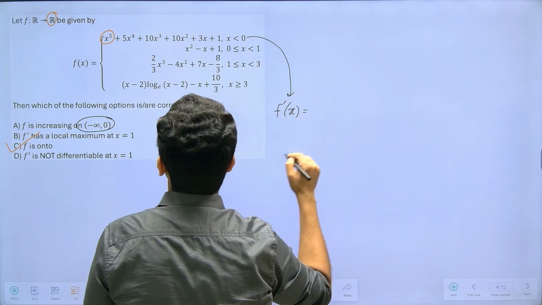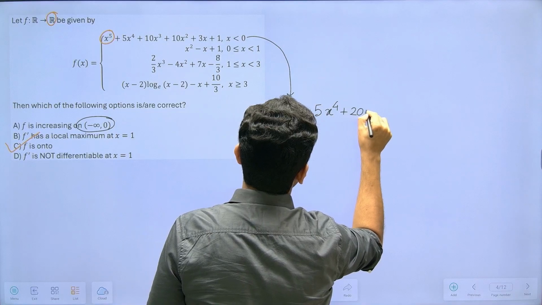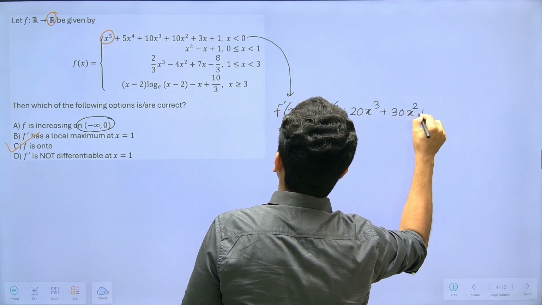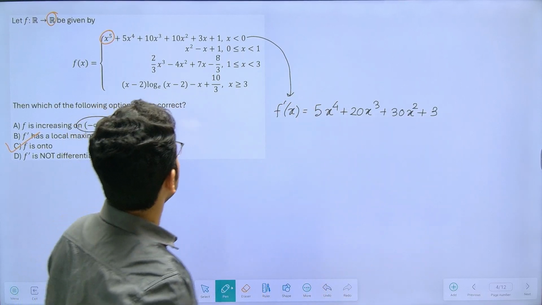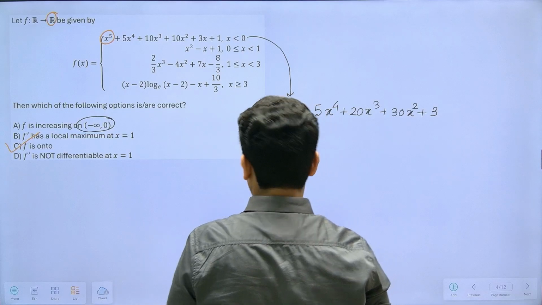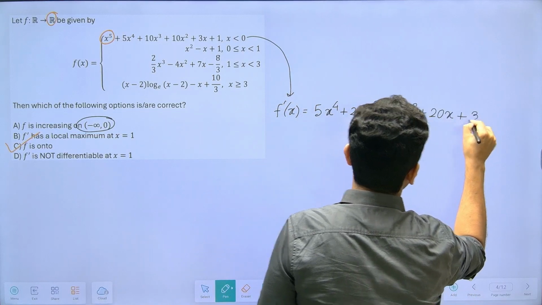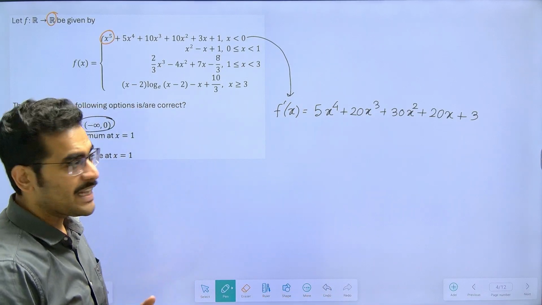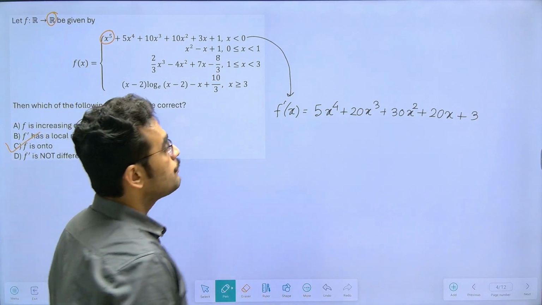f dash x is equal to 5x to the power 4 plus 20x cube plus 30x square plus 20x plus 3. This is the derivative of the function. Now we need to verify whether f is increasing or not. That means whether this derivative is always non-negative or not.